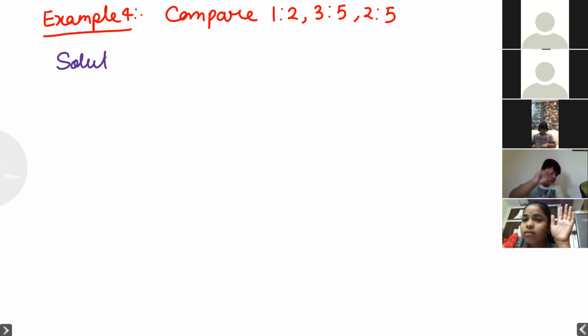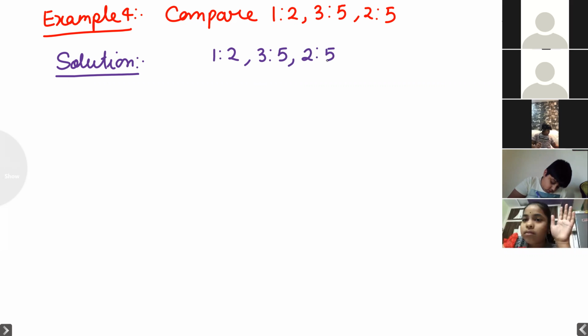Solution. Firstly, I will write question again. 1 is to 2, comma 3 is to 5, comma 2 is to 5. Ratio I want to write into fraction. 1 by 2, 3 by 5, 2 by 5. I want to take LCM. LCM of 2, 5, 5. Only one 5 we will take because it is divisible by 5 only. 2 5s are 10. LCM is 10.